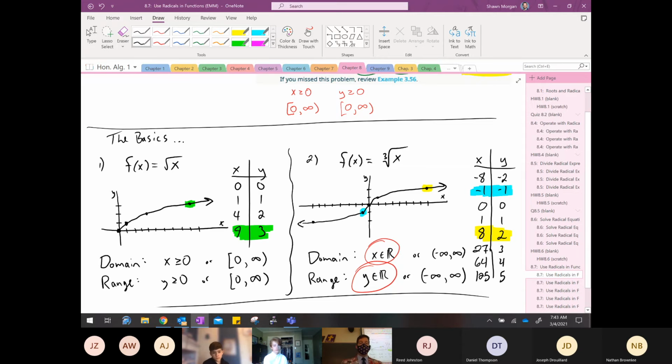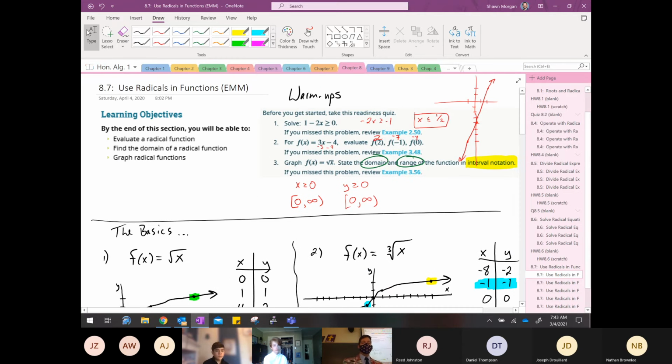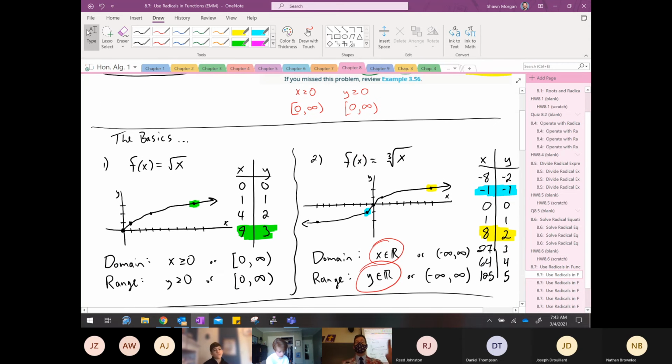Now, what our goal is, if you go back up to the top of the screen here, we talked about evaluating functions, talking about domain and range. But what we're going to do now is look at the graphs of various radical functions, and not just the basic, what we would call our parent functions, but we're going to start looking at some transformations of these functions. All right.